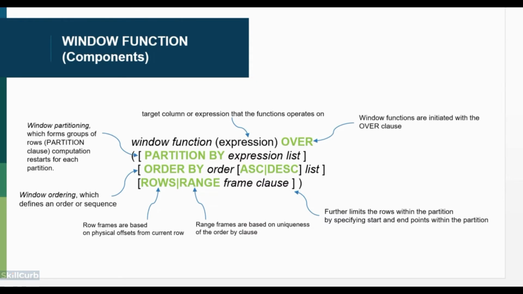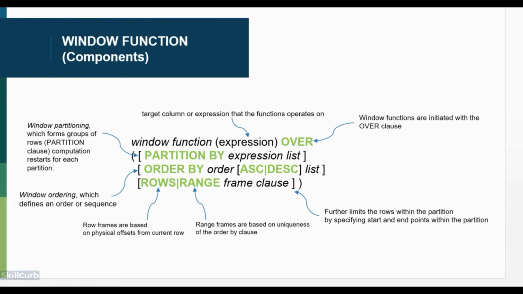Let's review the components of the window function. You can apply your regular aggregate functions through the windowing logic, like average, min, max, sum, and rank functions, and many more. The expression list is where we have the column indicated on which the function runs. Window functions are initiated with the over clause. Partition by list specifies dividing the rows into groups. You can also control the order in which the rows are processed by the window functions using the order by clause, ascending or descending. Rows and range frame clause allows us to operate on a subset of the partitions by breaking the partition into even smaller sequences of rows. The frame clause lets you limit the number of rows within a partition by specifying a start and end point.